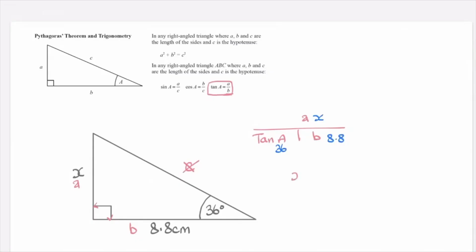Right, the x equals first, really important to remember. These are side by side. So tan 36 times 8.8, which equals 6.393, and on it goes.